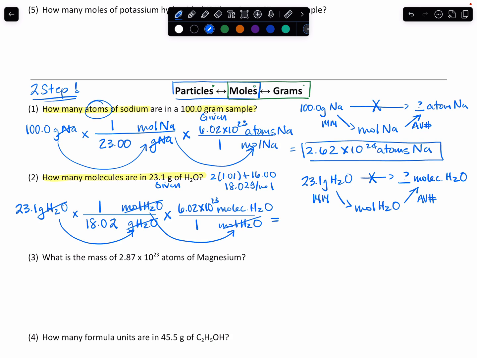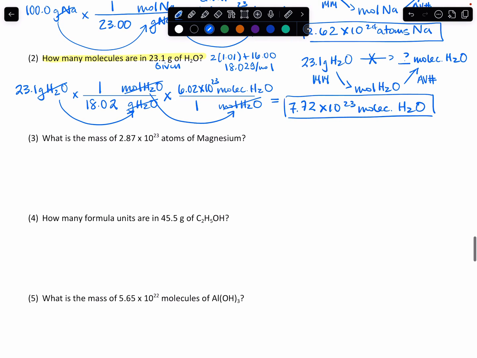So 23.1 times 6.02 times 10 to the 23rd, and then I'm going to divide that by 18.02. I get 7.72 times 10 to the 23rd molecules of H2O. So if I measure out 23.1 grams of water, that sample is going to contain 7.72 times 10 to the 23rd molecules of water.